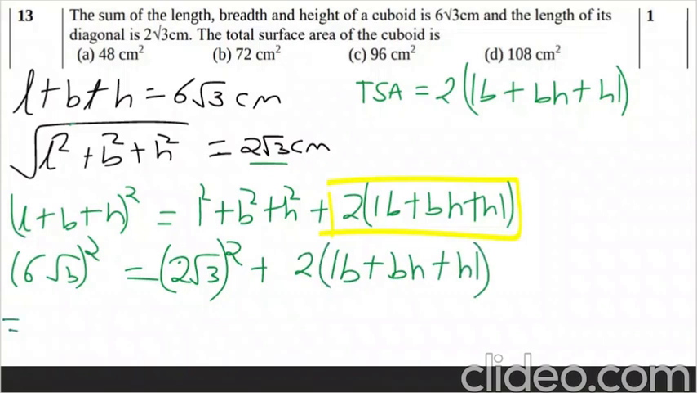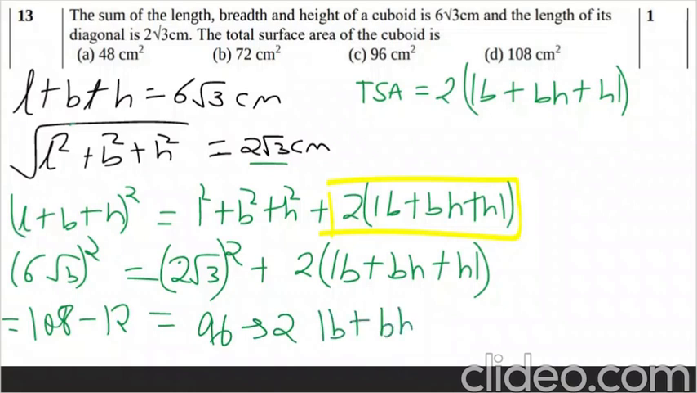What is this? This will become 6 square, 36, 36 into 3, that gives me 108. Now, take this 2 root 3 squared, 4 into 3, 12, so minus 12, correct, that gives me nothing but 96. So 96 is the value of 2 times LB plus BH plus HL, that means 96 is the total surface area. So 96 centimeter square is your answer.